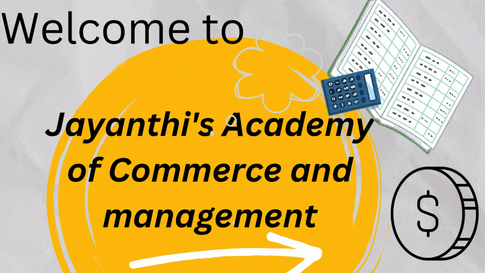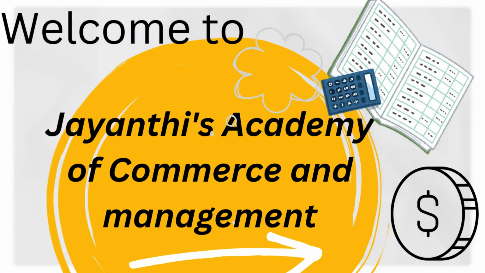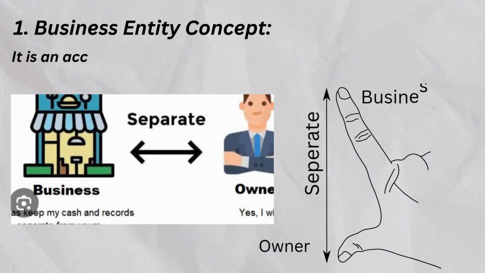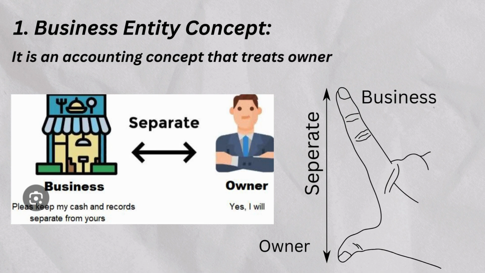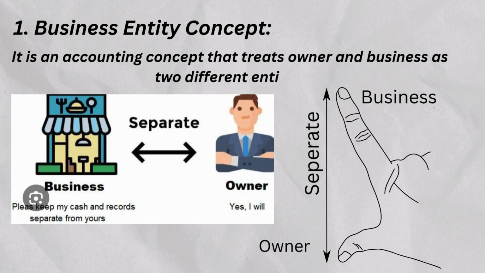Without any delay, let's get started with the first concept, business entity concept. Here, the business entity concept treats the owner as well as the business as two different, separate entities. Please keep in mind that the owner is different, the entity is different. According to this concept, the accountant will treat the owner as a different person from the business.